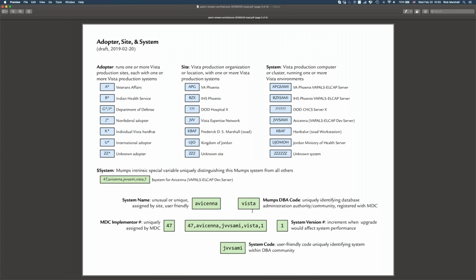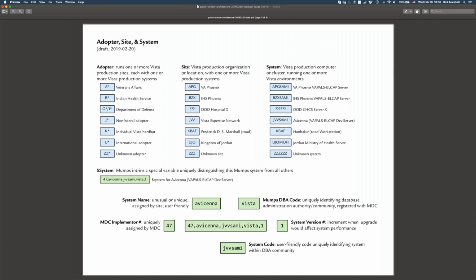And likewise the banking, Fidelity's banking system. So we might say that the way we solve this problem is we say if you want to create a unique system under this schema, you come up with your user-friendly name for your community slash database administration authority, and you register it with the Mumps Development Committee, who makes sure that there's no duplicates. And that way there could be a Vista, there could be an Epic, there could be a Fidelity, whatever. And then within that, the rest of this name gets to be unique. Now I know that JVV SAMI is unique because I've appended Vista to the end of it, which establishes the community.